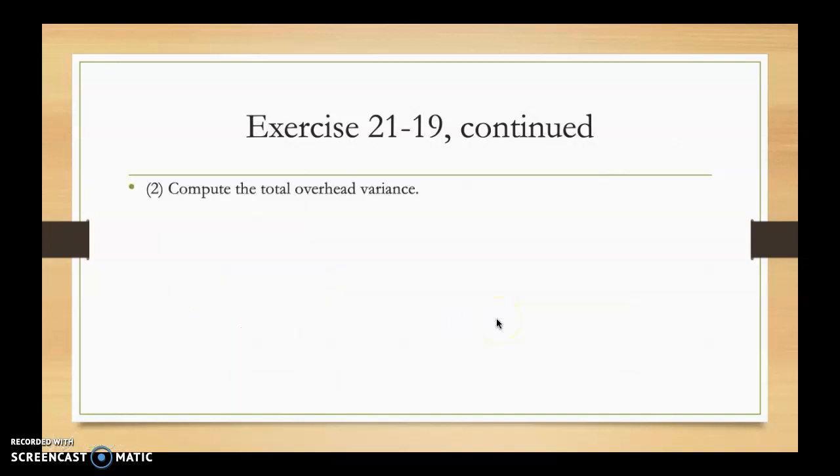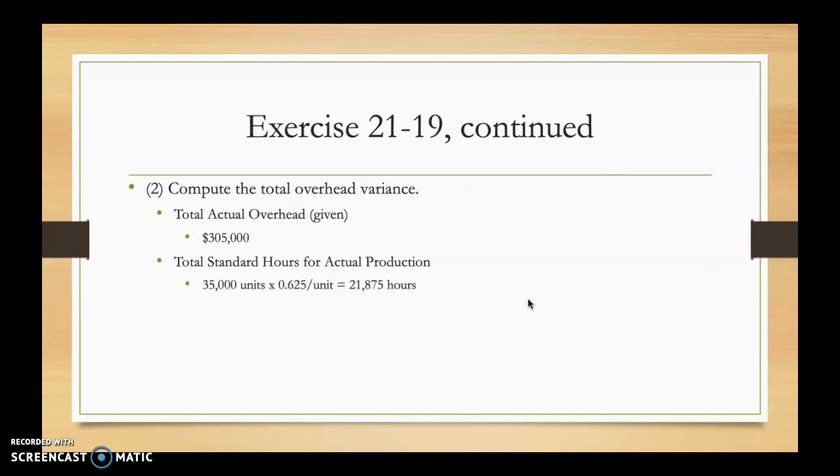Then we are going to compute the total overhead variance. So again, there's a few steps we need to go through to get this variance. First, we are going to take the total actual overhead, which is given to us of $305,000. Then we are going to take the total standard hours of actual production, which is going to be found by taking the 35,000 units and multiplying them by that predetermined standard rate of 0.625 direct labor hours per unit, which gives us the total standard hours of 21,875.